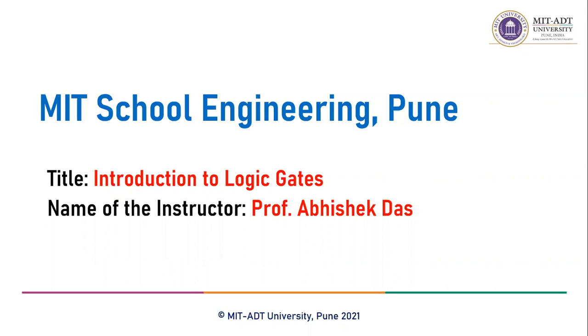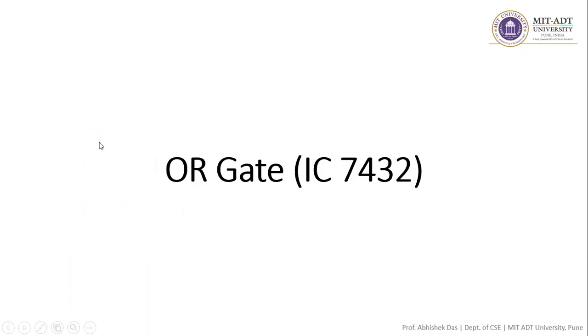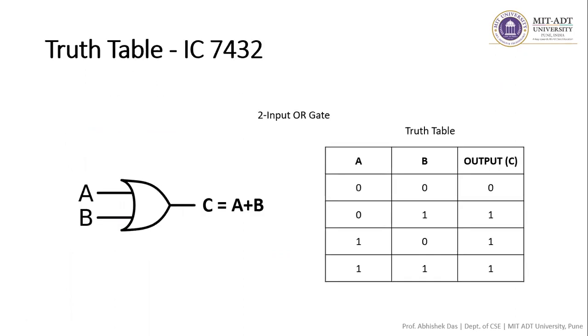Now, as I have said, I will start with the second gate, that is the OR gate, and the IC number is IC7432. So I will start with the OR gate today. Okay, so now to start with the OR gate, that is IC7432.